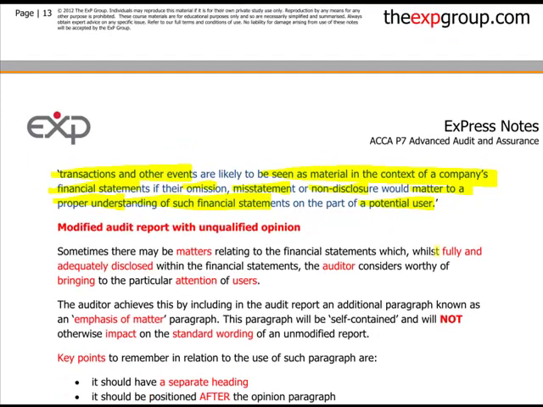Modified audit reports with unqualified opinion. Sometimes there may be matters relating to the financial statements which, whilst fully and adequately disclosed, as I've just stated, the auditor considers worthy of bringing to the particular attention of users. So this becomes known as an emphasis of matter. The paragraph will be self-contained and will not impact on the standard wording of an unmodified report. So it's just bringing to somebody's attention, by the way, do you want to look at this particular point? And I'm going to tell you about it.